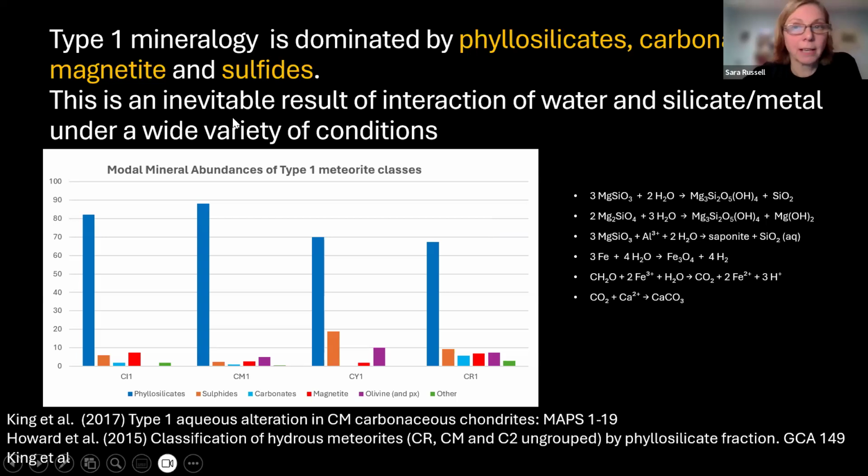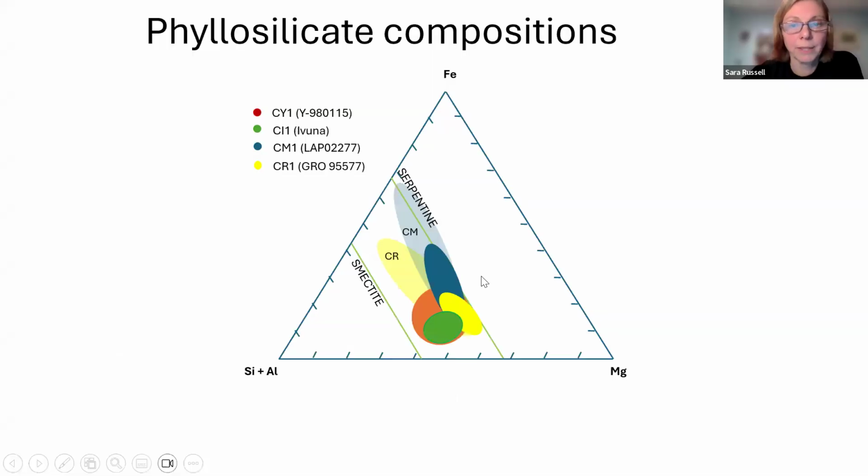So I think that these basic four minerals are the inevitable result of the interaction of water and silicate and metal. And there are some examples of the equations that would have taken place shown on the right here. These could have happened under a variety of different temperatures and conditions, but we'll talk a bit more about that later. I want to crack on a little bit.